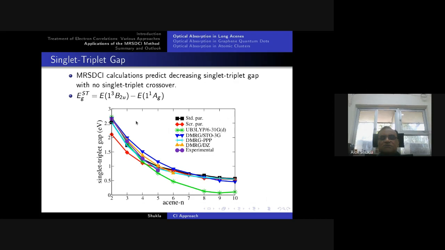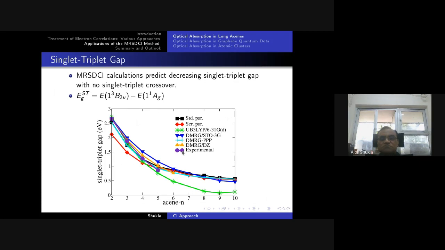So, for example, we have compared our results on the singlet triplet separation, that is the energy of spin excitations, as a function of the length of the acene. The black ones are for standard parameters and red ones are for screen parameters, and the other ones are some of the calculations which include DMRG PPP from Professor Ramasesha's group, and also DMRG calculations using ab initio approaches and the experimental work.